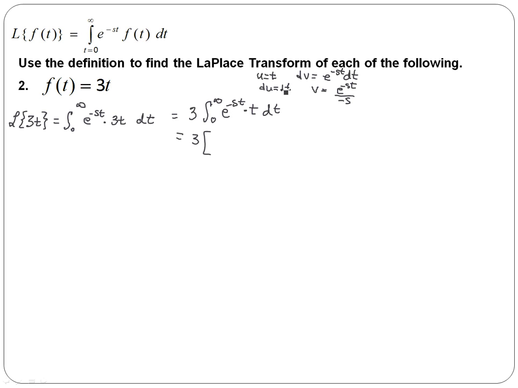Integrating by parts, I'm going to get uv. That's going to give me t e to the negative st over negative s, and that's evaluated at my limits at 0 and the limit as t goes to infinity, minus v du. And that's going to give me e to the negative st divided by negative s dt. These negatives will cancel out.